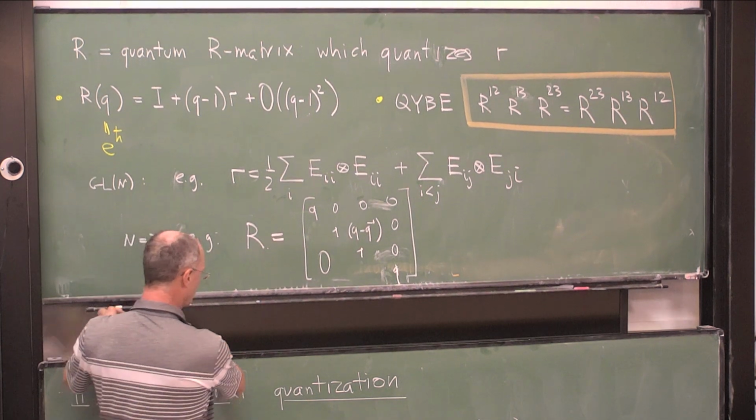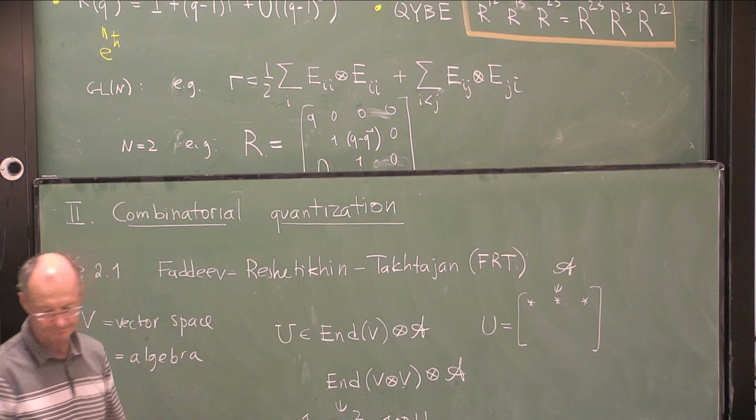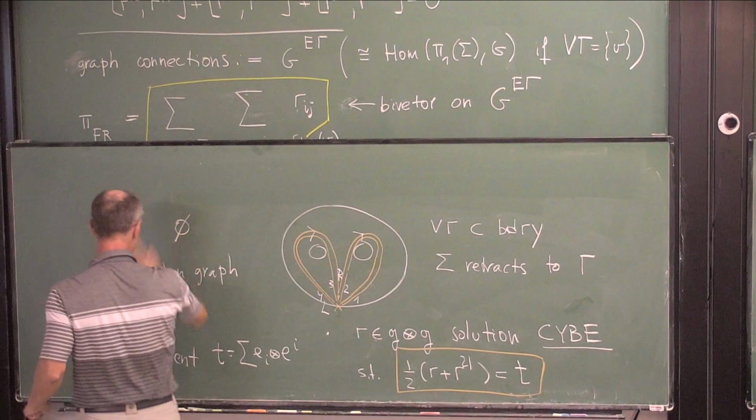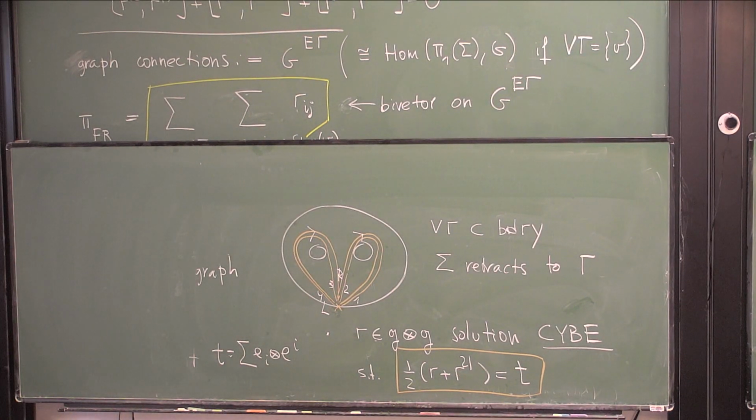Now, what about this FRT? So I want to give you 2 examples. Sorry? Can I take the rational solutions too, or do I have to stick with the trigonometric solution of the Yang vector?